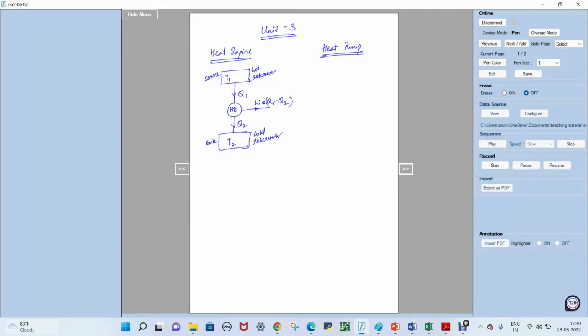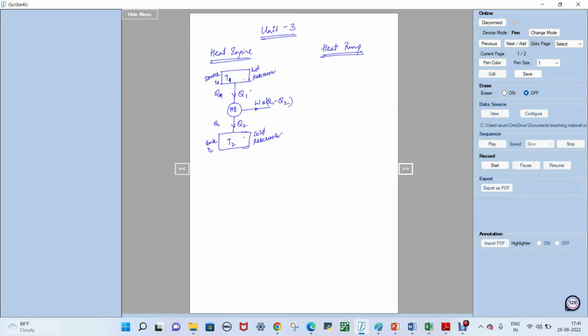Here Q1 is the heat drawn from the hot reservoir, and Q2 is the heat that is being rejected. Earlier I might have used QH, with TH and TC, so this I wrote as TH and this is TC. The notation doesn't matter; you have to define the proper notation. Right now I am using Q1 and Q2, and it will be easy for you to do the problems.